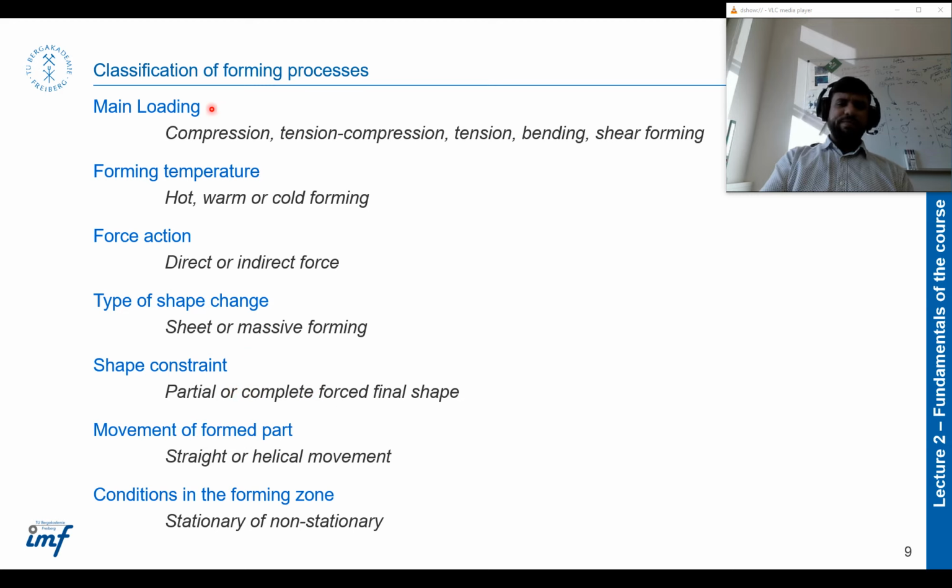And then they can be classified based on the movement of the formed part. So was there a straight movement or a helical movement? So single axis or two axis movements. And then it can also be classified based on the conditions in the forming zone. So were the conditions in the forming zone stationary or non-stationary?